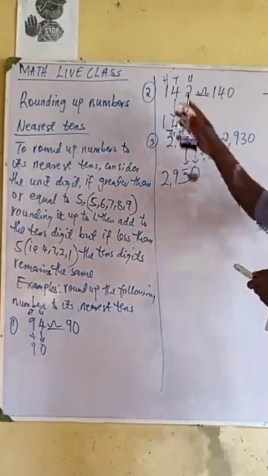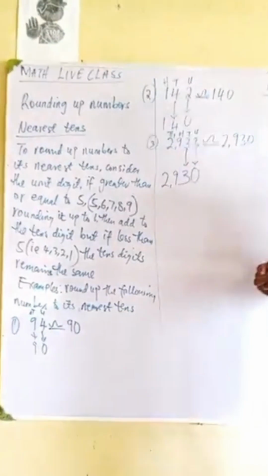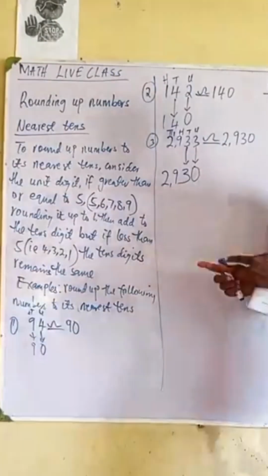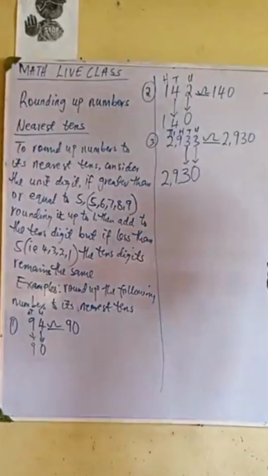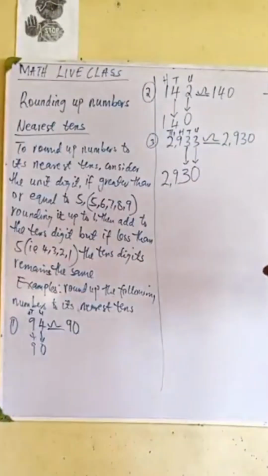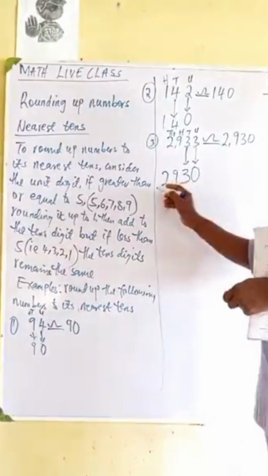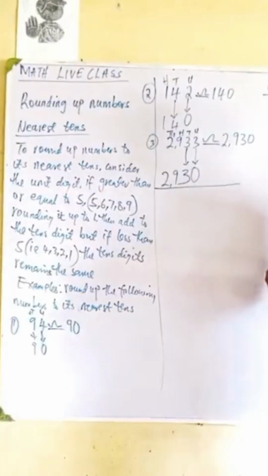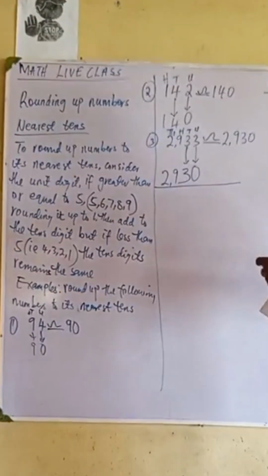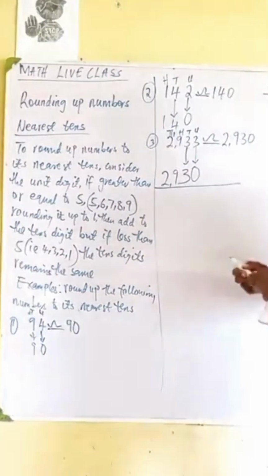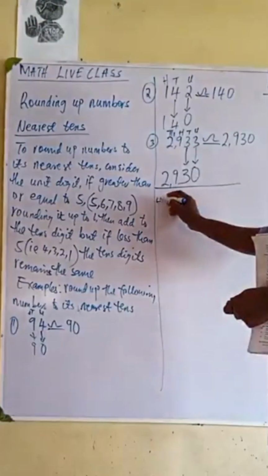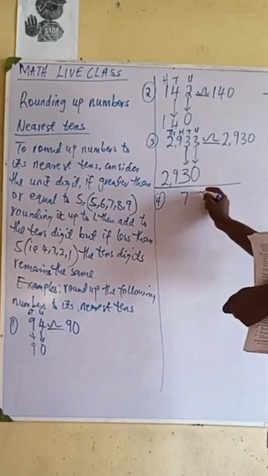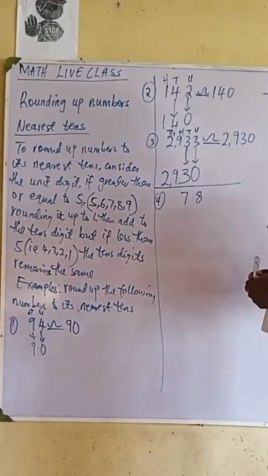We are going to do another example on how to round up numbers to the nearest tens. Now, the first thing we have done here shows you how to round up numbers to the nearest tens when the unit digit we're supposed to consider is not up to a number you can round up to 1. Now, let's look at the other examples when the unit digit is actually up to 5, or greater than 5.